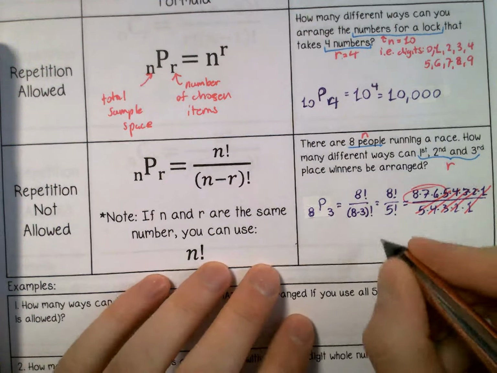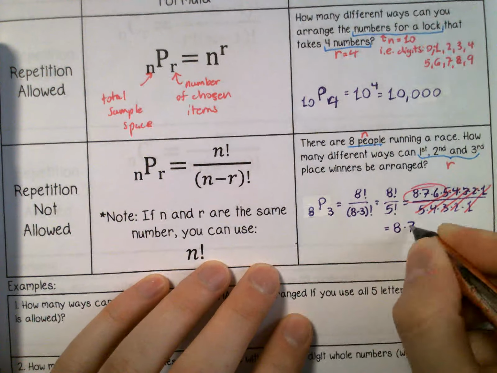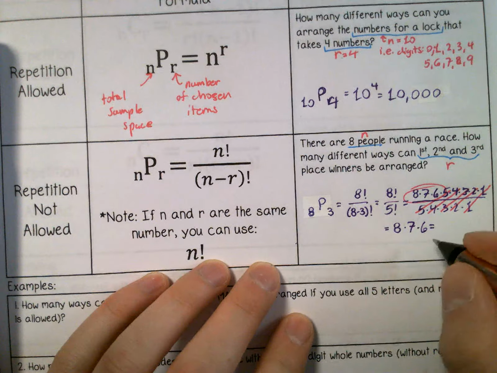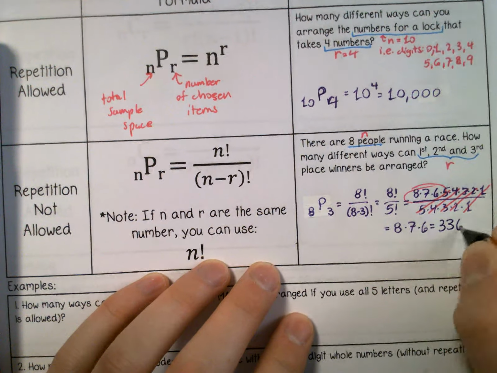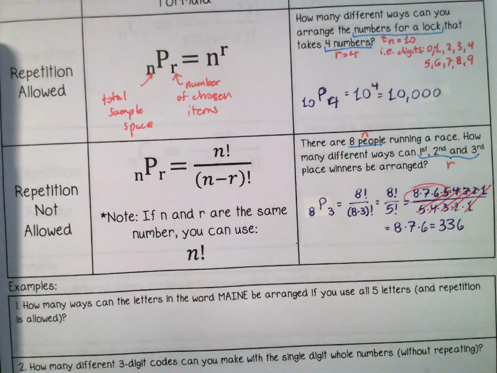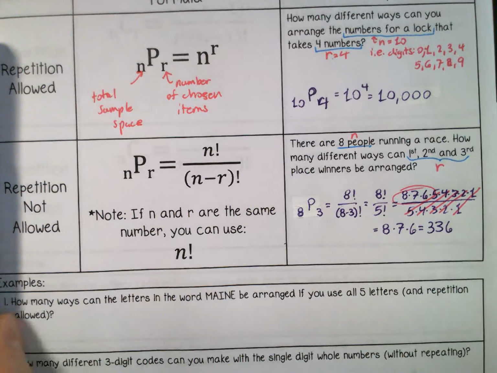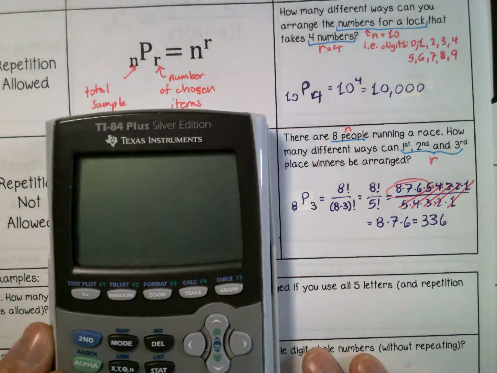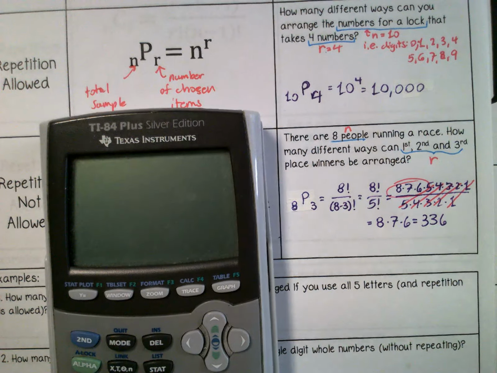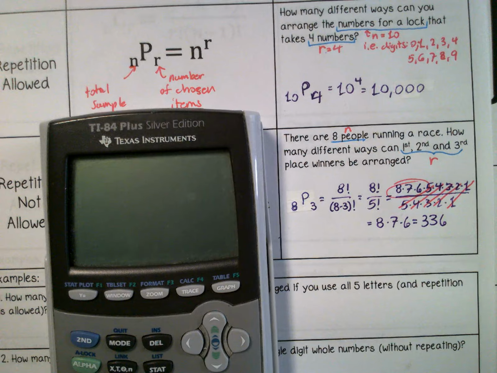So now I have 8 times 7 times 6, which gives me 336. Now, that's all well and good, but that took too long. There's a faster way to do it. All right. Now, in the calculator, I get the same answer by doing 2 different ways of solving. I'm going to show you the fraction version. I'm going to show you the super fast version.